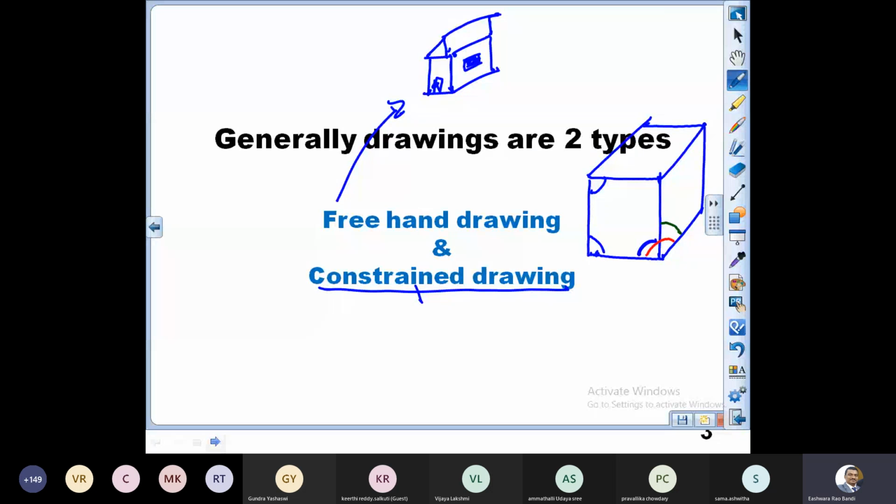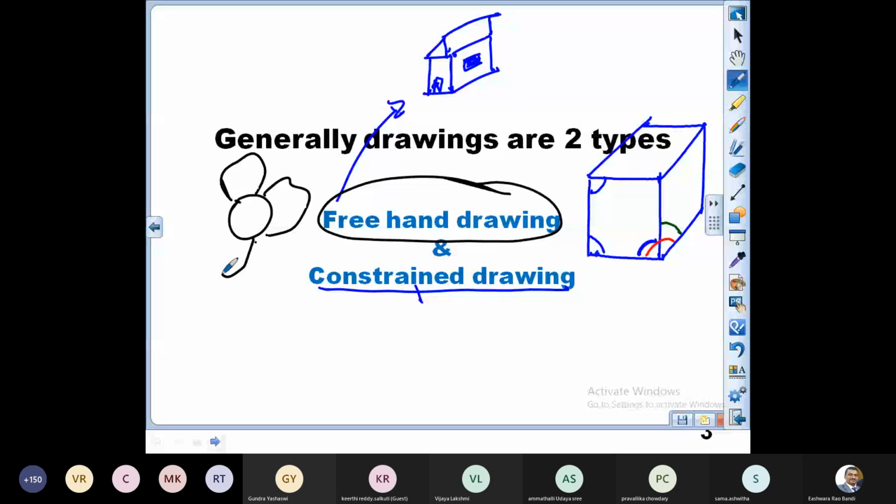Now, you have the difference between freehand drawing and constrained drawing. Coming to freehand drawing, previously I told you that without any specifications or angles, we can draw something like this. Or, if you want to draw a flower, like this, right? This is how you draw a flower, and with the pot, this is a freehand drawing.